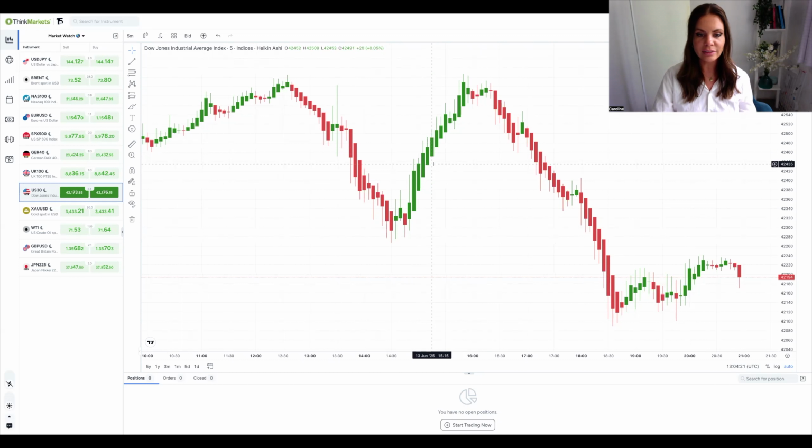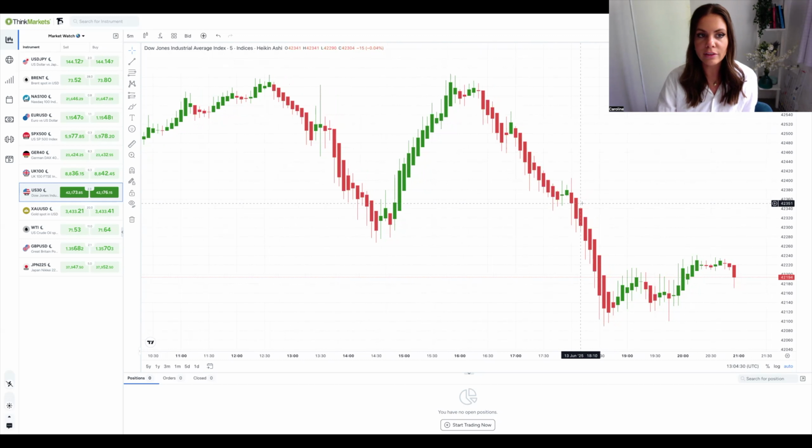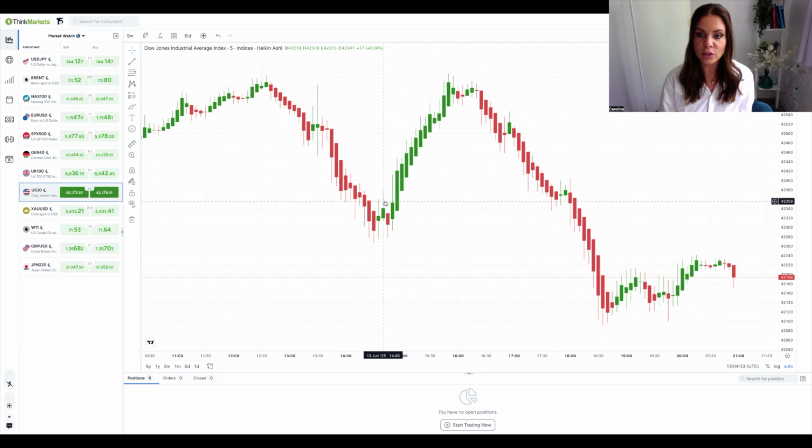Now, obviously, it's not perfect, so I can see one straight away here, where you can see a pullback that did show bullish momentum. But on the whole, the 5-minute time frame is actually quite good on Heikin Ashi. This doesn't work well on all time frames. So that's the first thing that I'm going to say. It works quite well on the 5-minute.